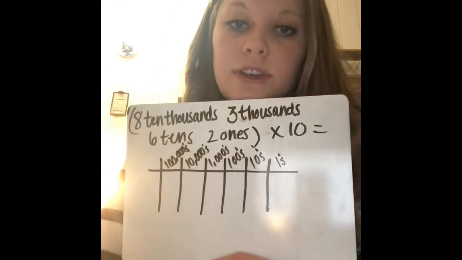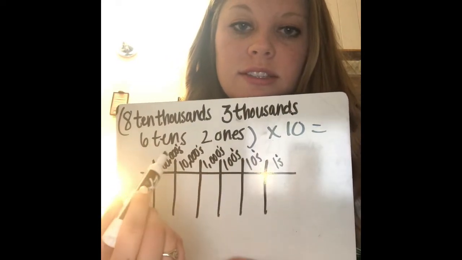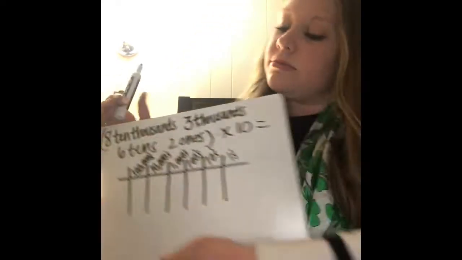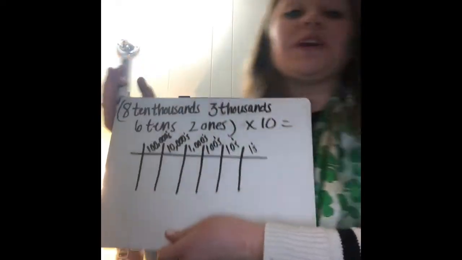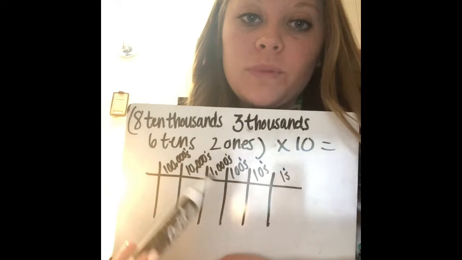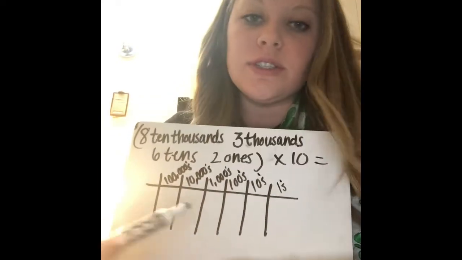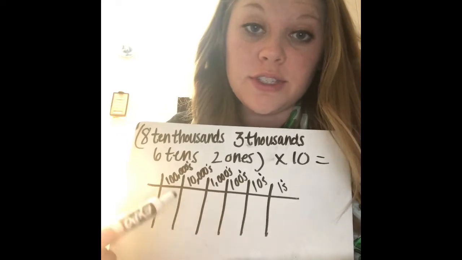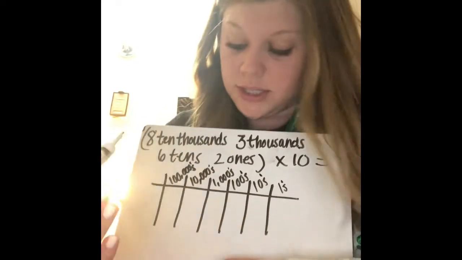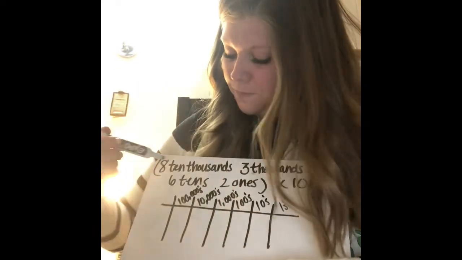And for our last one here, we have 8 10,000s, 3 thousands, 6 tens, 2 ones. I read it right. Times 10. So right now we're in unit form. We've got to switch to standard form, and then we can multiply. So to do that, some of you can do this without the place value chart. Some of you just know where each place goes in a number, which is great. But some of us need the place value chart. So I'm going to use that.